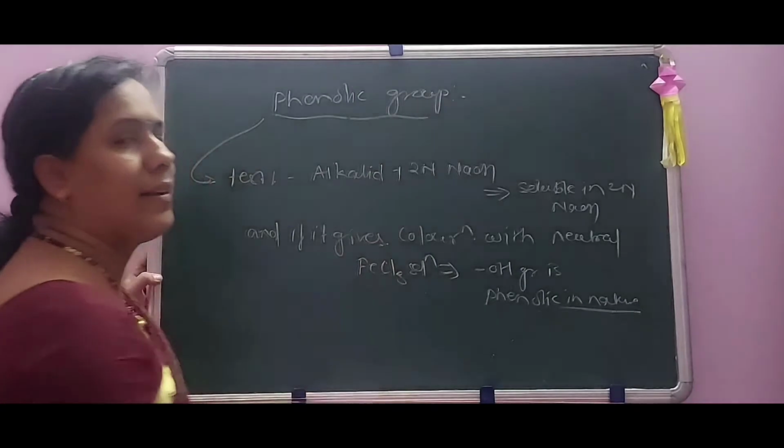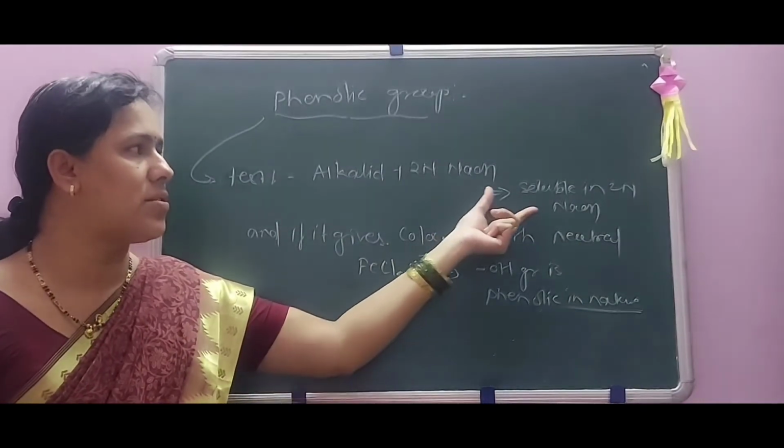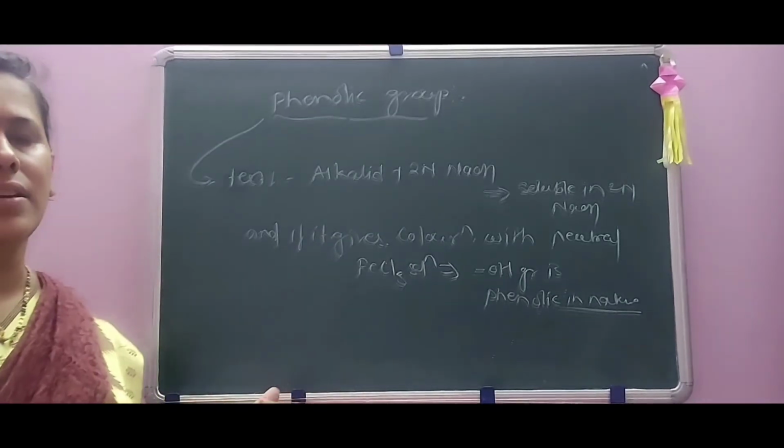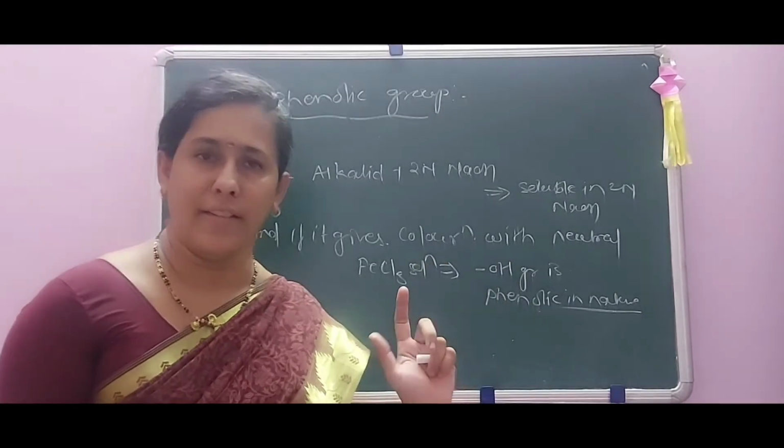Okay, this is the practical sequence. What is the test? That is alkaloid plus 2 normal NaOH. If it is soluble in 2 normal NaOH, we can say that the alkaloid is phenolic in nature, and also the OH group is phenolic in nature.